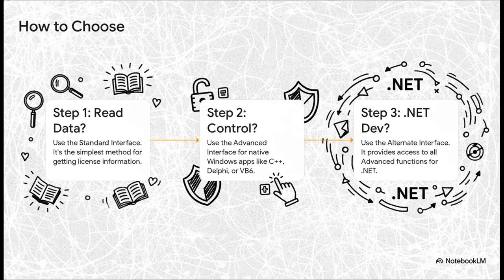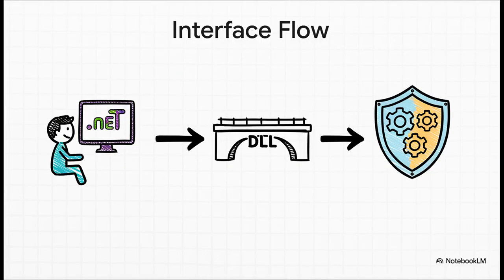But if you need to actively control things, like firing off an activation, and you're in a native Windows app like C++ or Delphi, you'll need the advanced interface. And if you're a .NET developer, there's a special version just for you. So for all you .NET devs out there, the alternate interface is your key to the kingdom. It gives you access to all those powerful advanced functions. It works with a special DLL, a dynamic link library that acts as a bridge to the protection code. It's also a handy backup for some native apps that might have trouble with the default implementation.